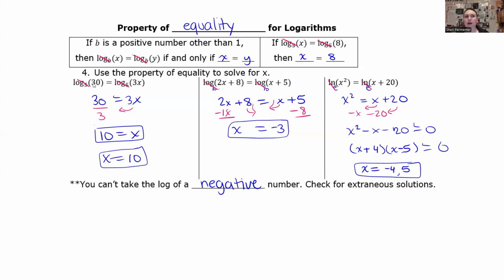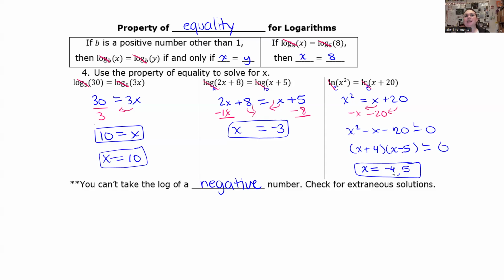So here, I don't have to look here because it is log of 30. That's positive. But I have to look over here. If I plugged 10 in, would that make a negative number? Is 3 times 10 a negative number? No, it's fine. These answers work. Over here, if I plugged in negative 3, 2 times negative 3 would make negative 6. 8 minus 6, that's still positive. Over here, 5 minus 3, that's still a positive number.